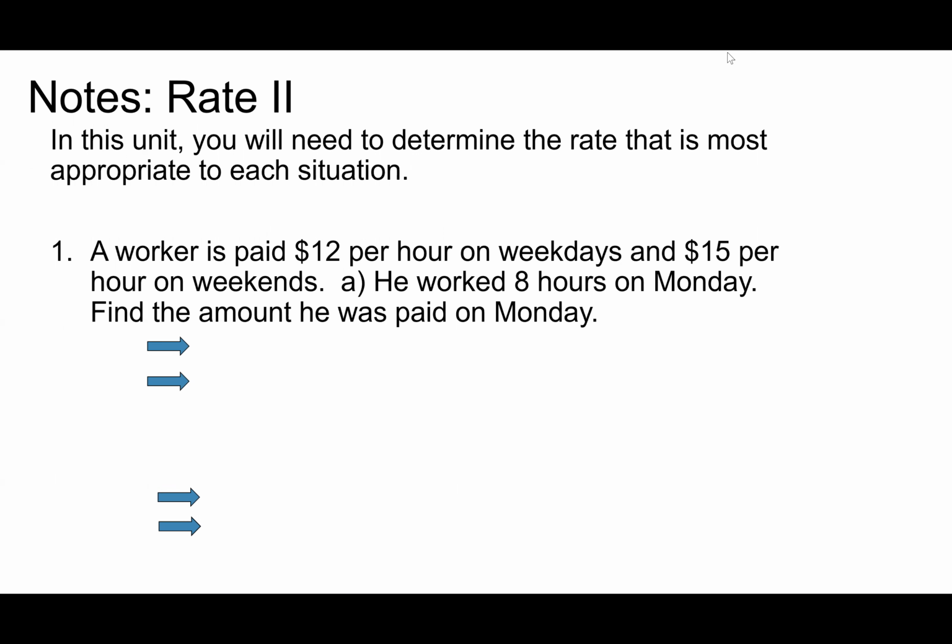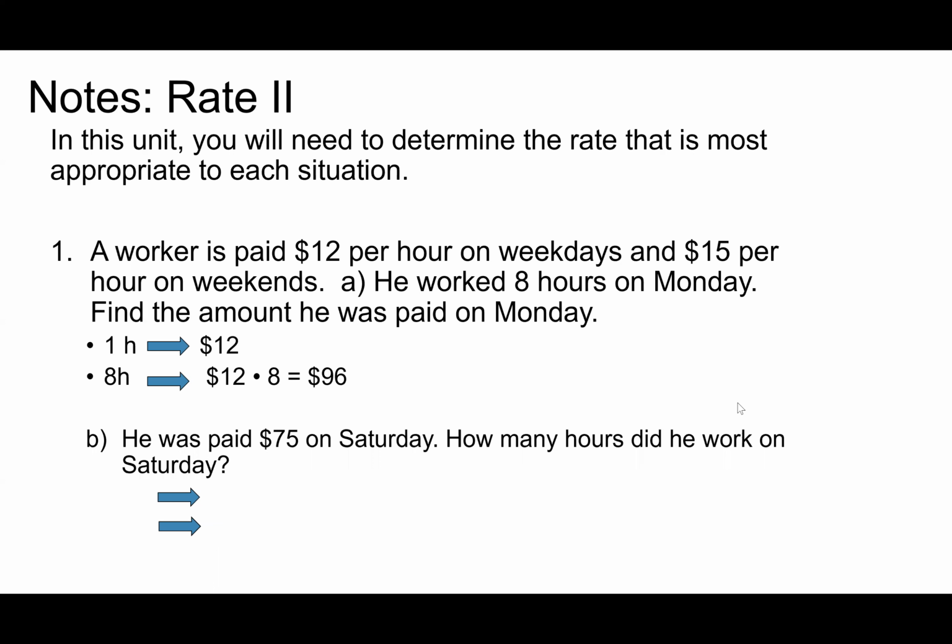He worked 8 hours on Monday. Find the amount he was paid on Monday. Guys, which rate should we use here? $12 per hour or $15 per hour? Finn? Yeah, we should definitely use $12 an hour. So in 1 hour, he makes $12. There we go. And how many hours are we solving for? Yep. So in 8 hours, he makes how much, class? $96. Great job.